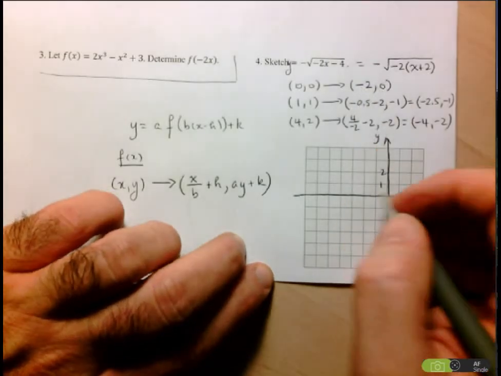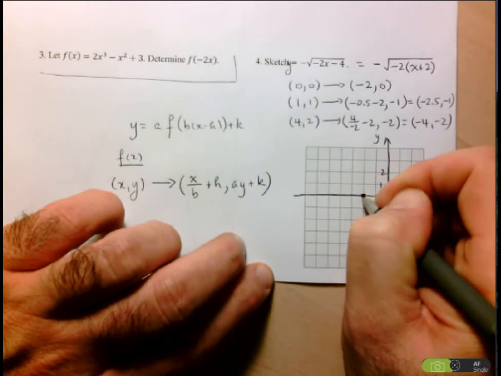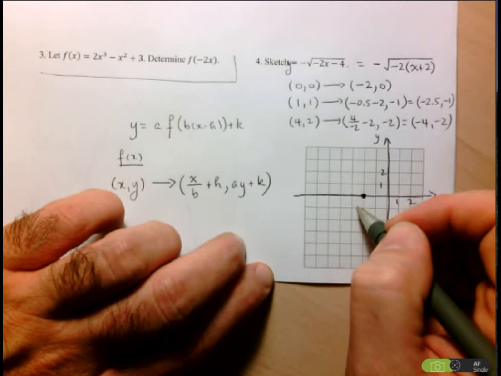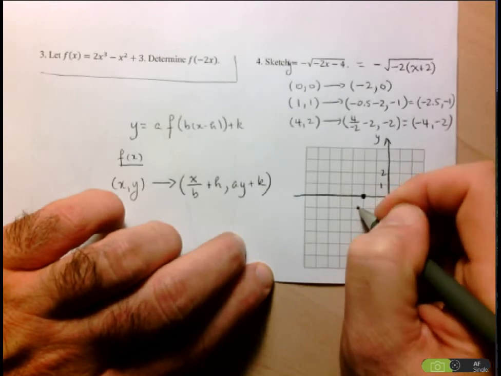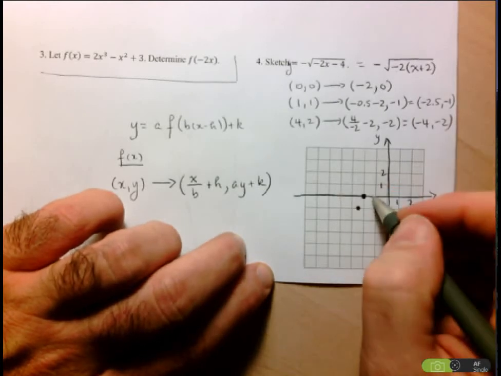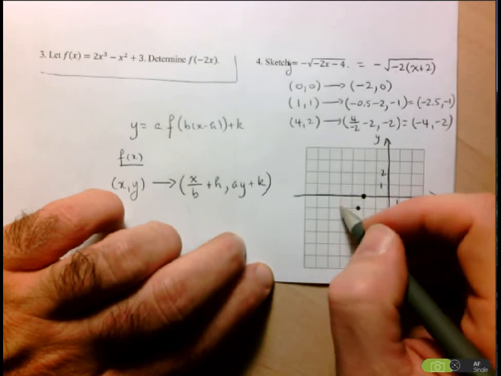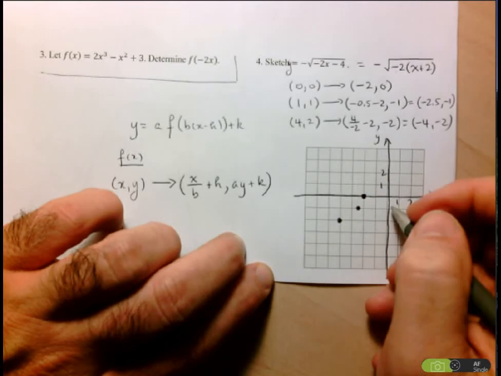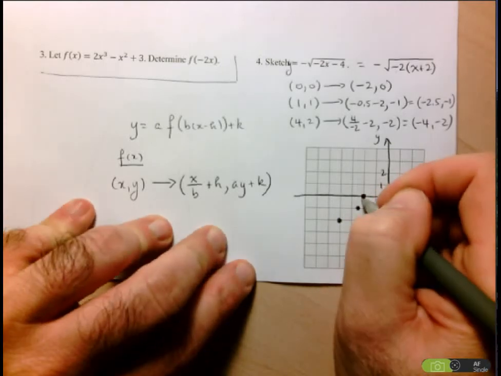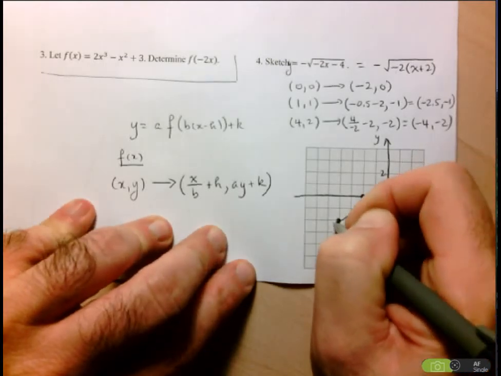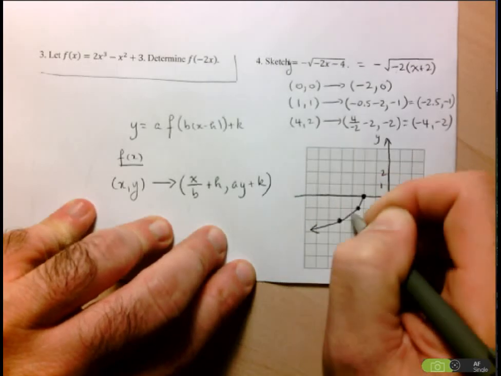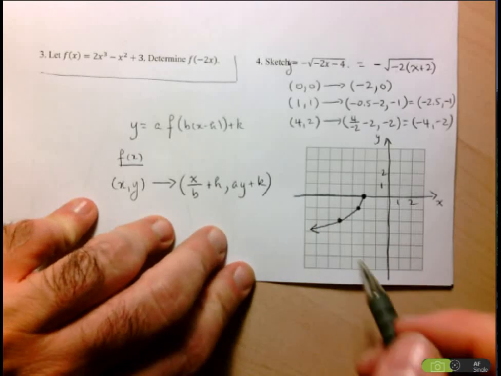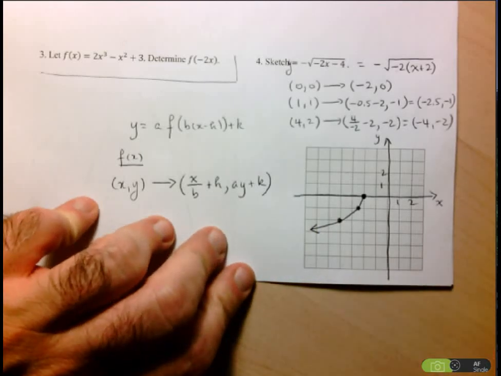So (negative 2, 0) will be our starting point. Then we have (negative 2.5, negative 1), so there we go. Second point, and then (negative 4, negative 2) is our next point there. And now we have enough information to draw the graph. Remember, we want to indicate here that it does keep decreasing, so we put our arrow there. And there's our graph. That's it for this question here.